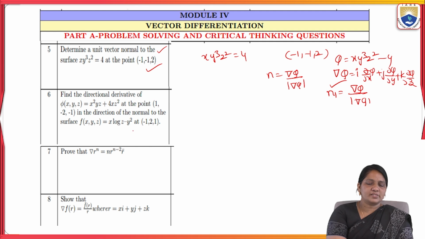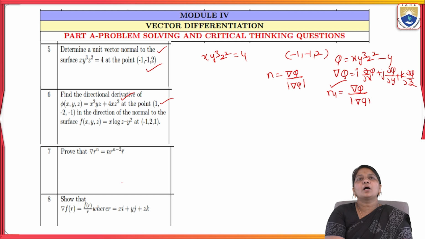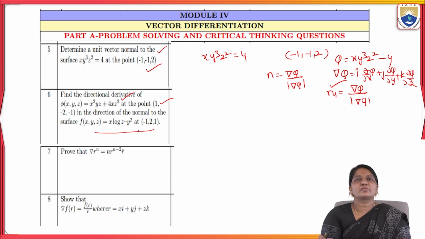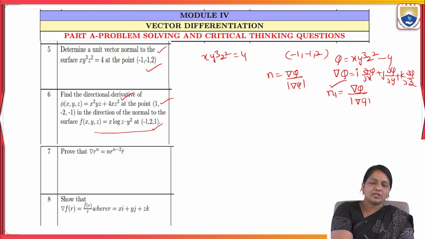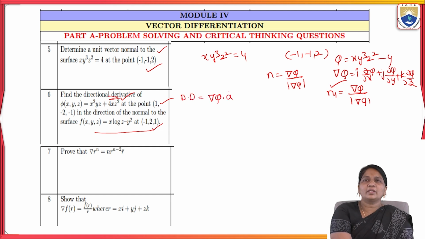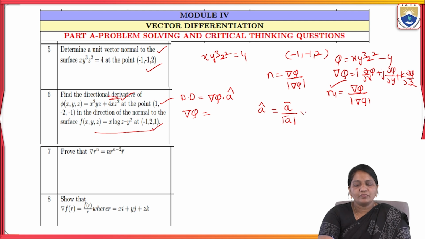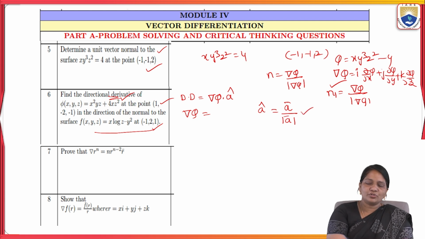And see the sixth one: find the directional derivative of phi at the point (1, minus 2, minus 1) in the direction of normal to the surface x log z minus y square at the point (minus 1, 2, 1). So here what they are asking is to find the directional derivative. The directional derivative formula is del phi dot a cap. So here we have to know the del phi value and we should know a cap. a cap is a bar by modulus of a bar. So we should know about the vector and we should know about del phi.